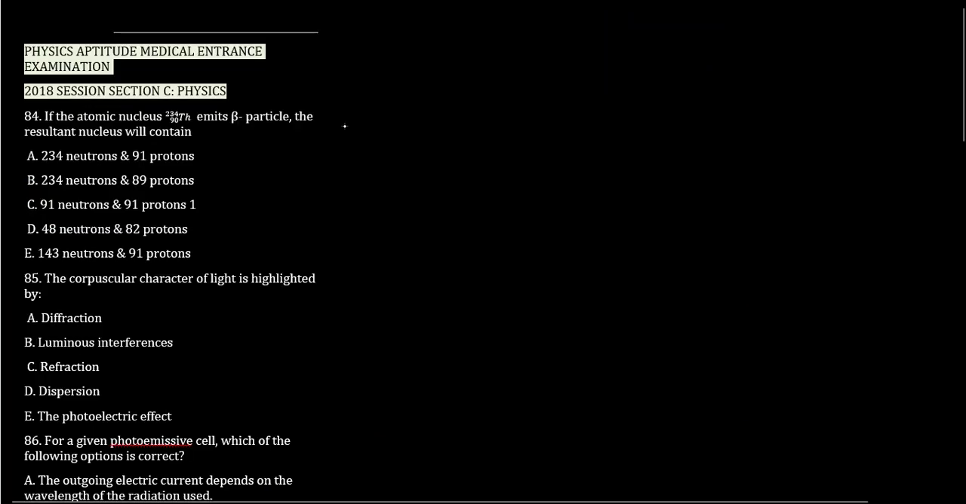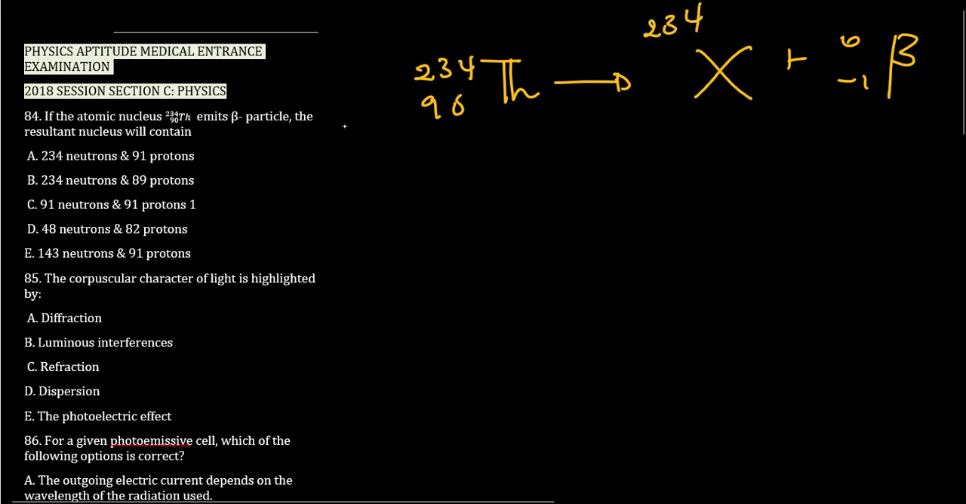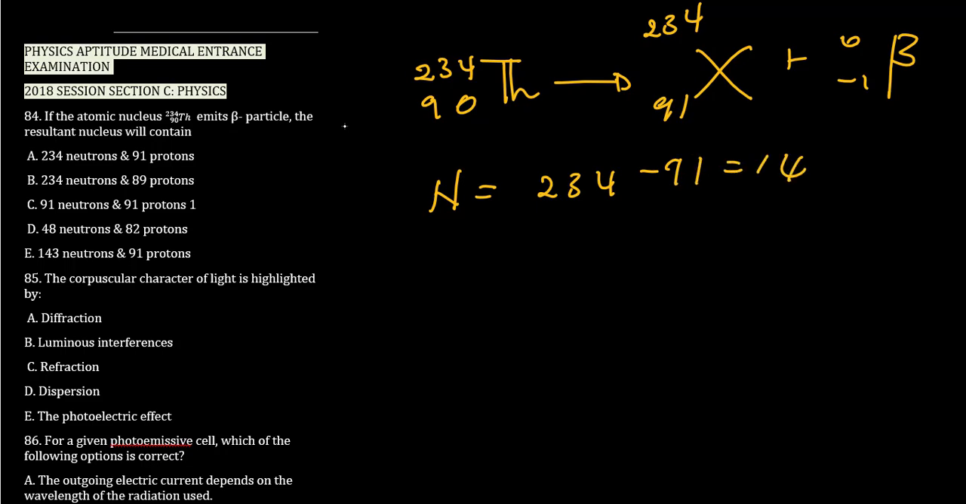Question number 84. If the atomic nucleus thorium 234, 90 emits a beta particle, the resultant nucleus will contain, so I have thorium 234, 90, and this emits a beta particle. So I'm going to have the beta particle 0, -1 plus a certain element X, which is 234, 91 from the conservation of mass and charge. And so the number of neutrons of the resulting nucleus is N equal to 234 minus 91, which is going to be 143. And the number of protons is 91. So the correct option is option E.